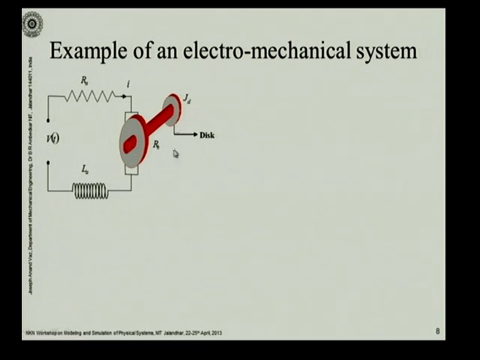So this winding has an inductance and also a resistance, because there is a length of conductor and it has certain cross section. So you have both resistance as well as inductance, and we have taken this in this particular configuration. And you are also applying a potential difference across the terminals of this electrical side.